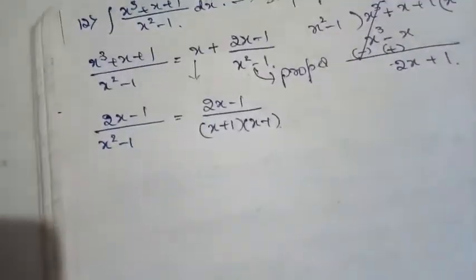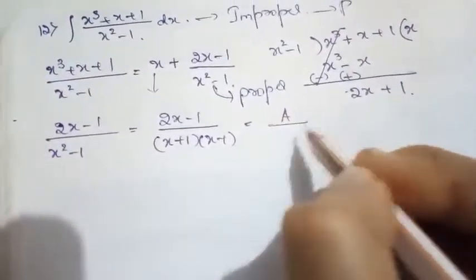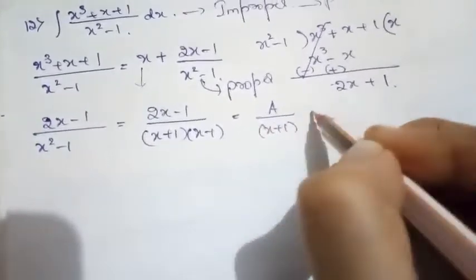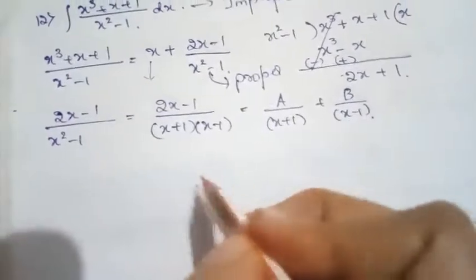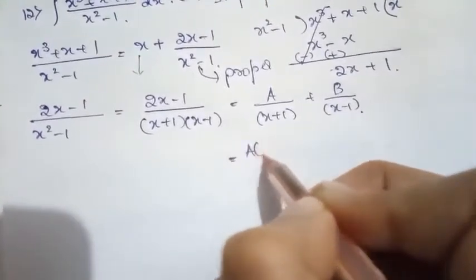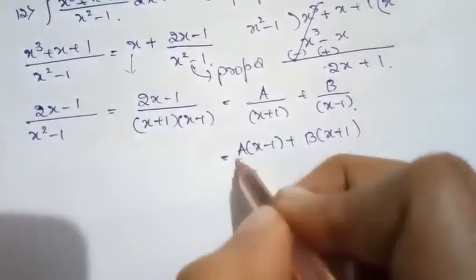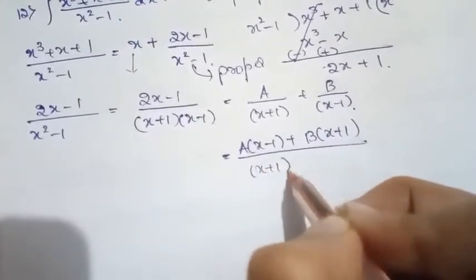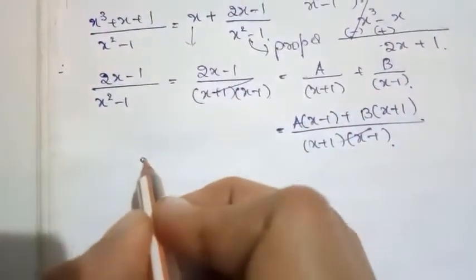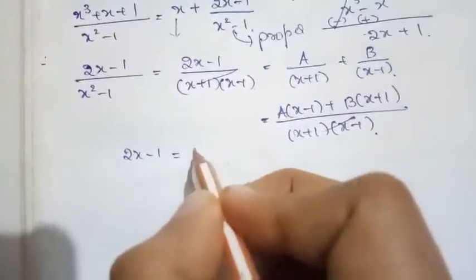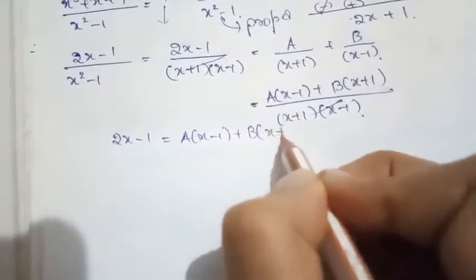So in the denominator we have non-repeating linear factors, so I can write it in partial form like a divided by x plus 1 plus b divided by x minus 1. By taking the LCM, a into x minus 1 plus b into x plus 1 divided by x plus 1 into x minus 1. So the denominator gets cancelled out. The remaining is 2x minus 1 is equal to a into x minus 1 plus b into x plus 1.